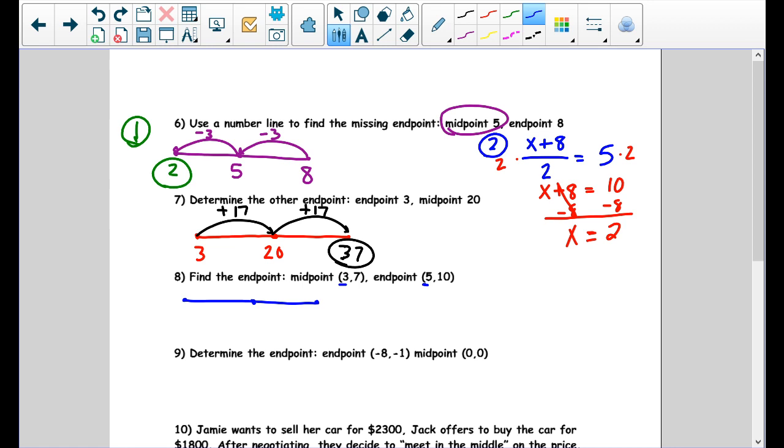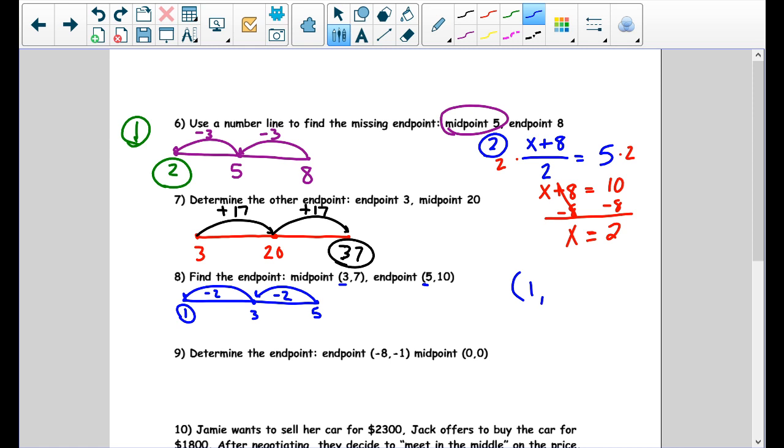Midpoint is 3 for my x's. Endpoint is 5. It's going to go over here to the right. So now I'm going backwards. 5 to 3 is what? Minus 2. So 3 minus 2 is what? 1. So my other endpoint's x value is 1.